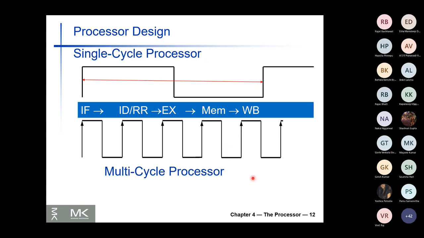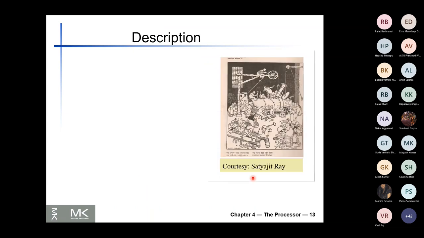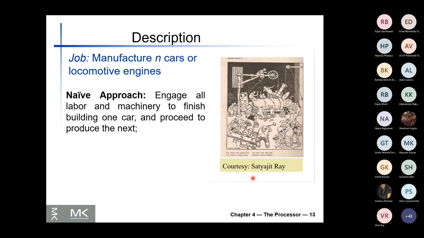Well, so now let us look into this again, how this concept of pipeline came into picture. Let me look into this picture once again: your job is to manufacture a locomotive. Or suppose your objective is to manufacture some cars, or locomotive engines. So in the factory, what are you going to do?